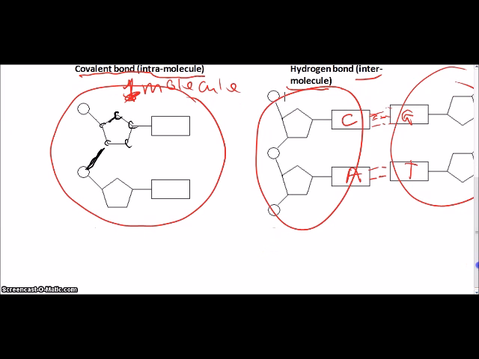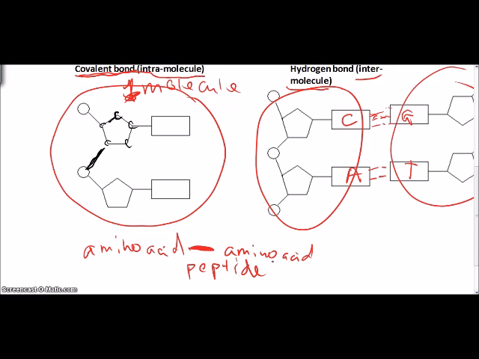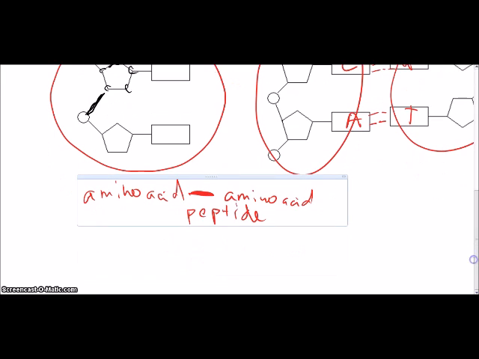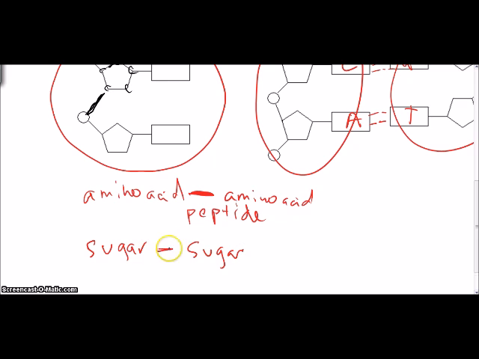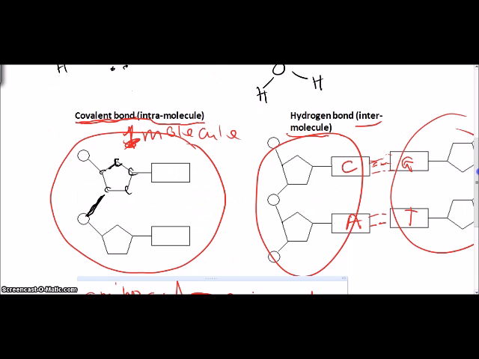Now sometimes people want to get fancy and put names to the different covalent bonds. So for example, between amino acids they call it the peptide bond, but really a peptide bond is still a type of covalent bond. Or let's say I have one glucose, one sugar, and a covalent bond making them one molecule. I can call it a glycosidic bond. It is still a covalent bond.